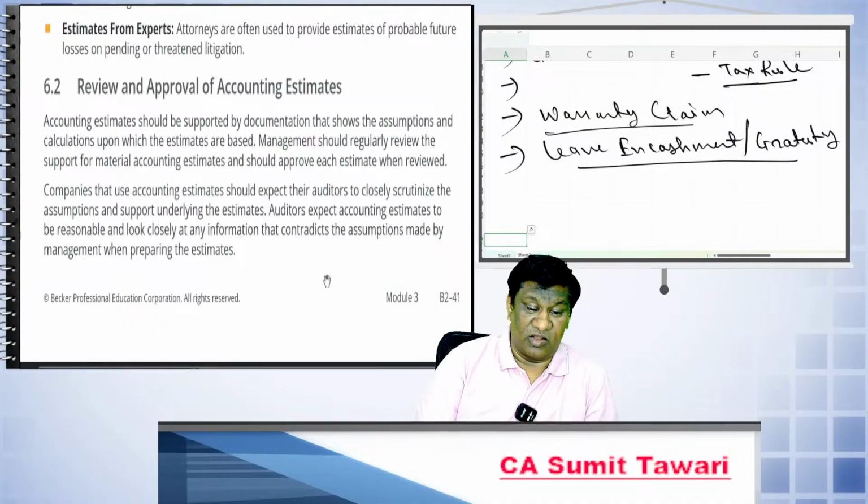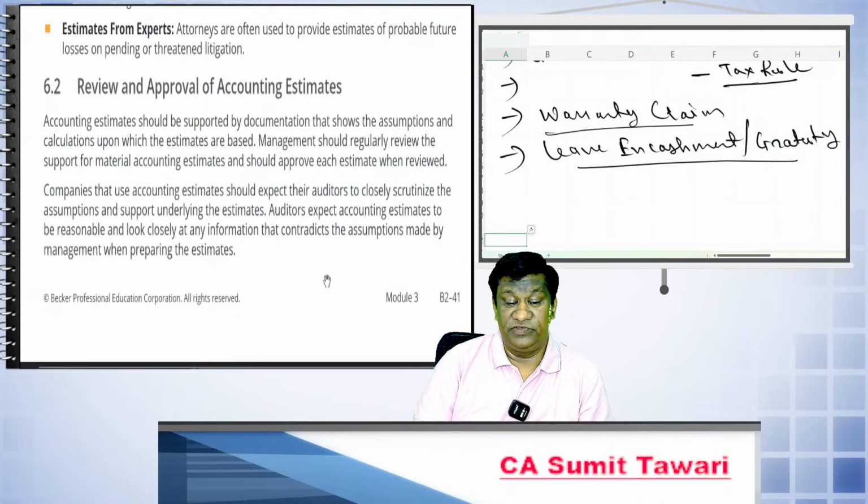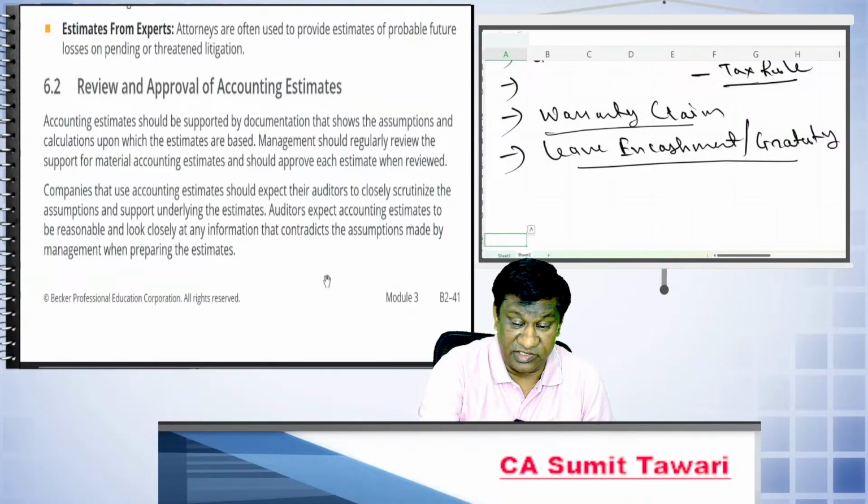So that's why the accounting estimate should be supported by documentation that shows the assumptions and calculations upon which the estimates are based, and management should regularly review the support of material accounting estimates and should approve each estimate when reviewed. Companies that use accounting estimates should expect their auditors to closely scrutinize the assumptions and support underlying the estimates. Auditors expect accounting estimates to be reasonable and look closely at any information that contradicts the assumptions made by management when preparing the estimate.